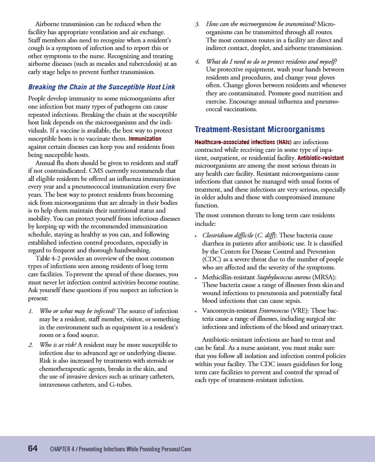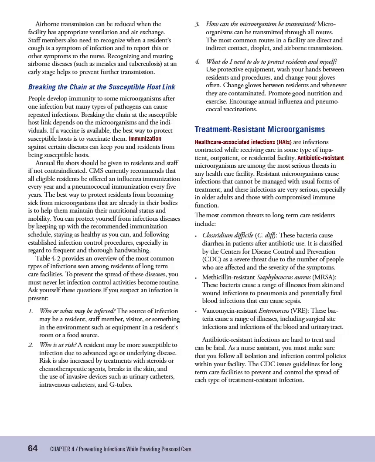Ask yourself these questions if you suspect an infection is present. Who or what may be infected? The source of infection may be a resident, staff member, visitor, or something in the environment such as equipment in the resident's room or a food source. Who is at risk? A resident may become more susceptible to infection due to advanced age or underlying disease. Risk is also increased by treatments with steroids or chemotherapeutic agents, breaks in the skin, and use of invasive devices such as urinary catheters, intravenous catheters, and G-tubes.